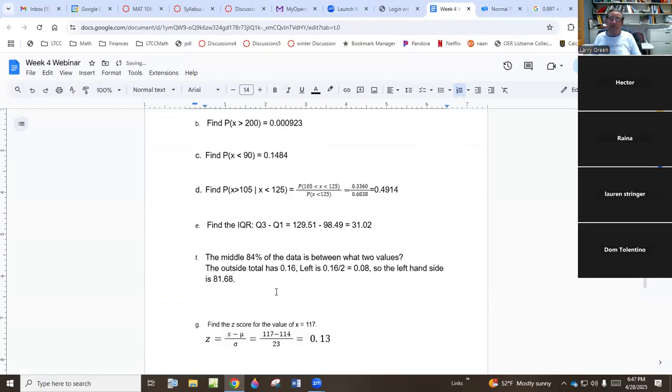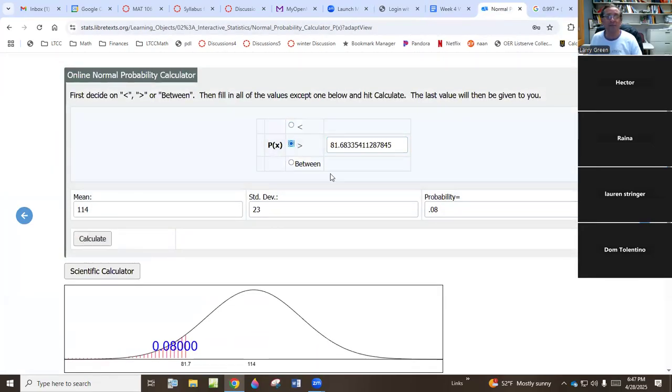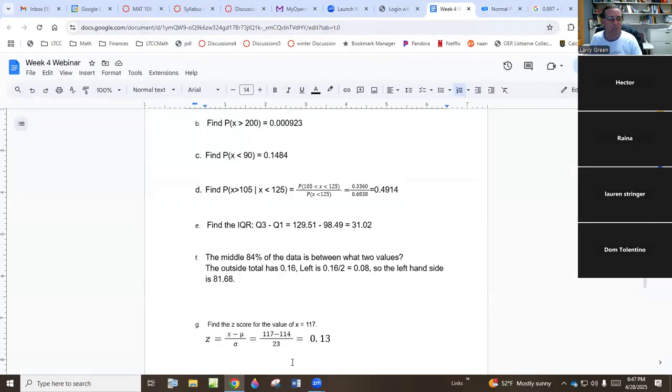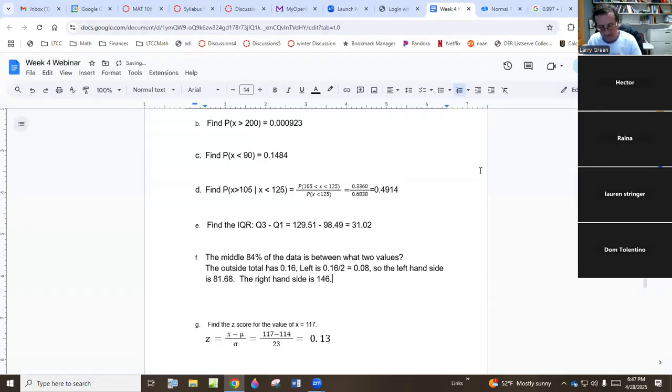Okay, now for the right-hand side, it's still going to be 0.08, but now we're on the right-hand side, so now we're, instead of less than, greater than some number. Same probability, and I click calculate, and I get 146.32 or so. So 146.32. And so 84% of the data is between 81.68 and 146.32. Any questions on answering that?